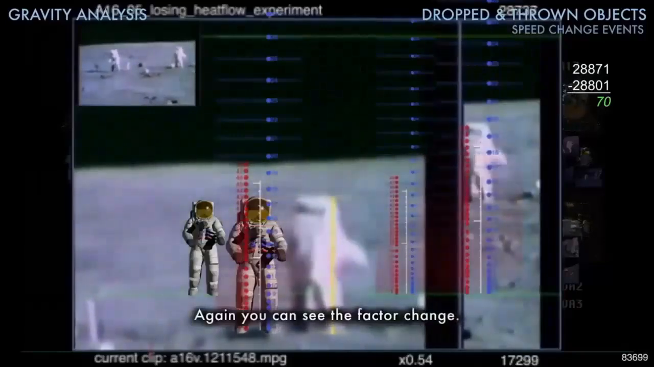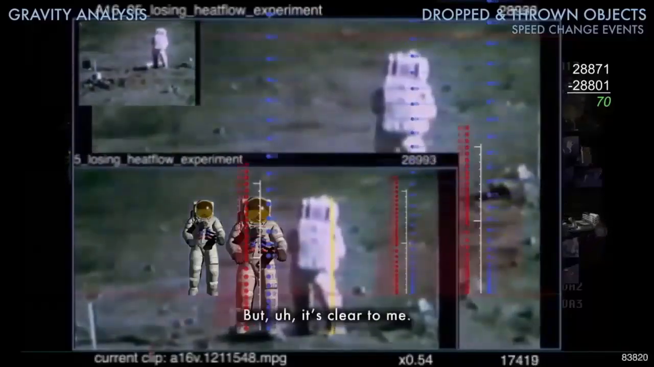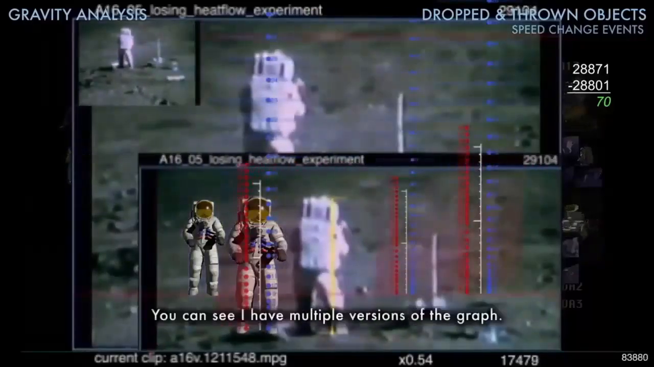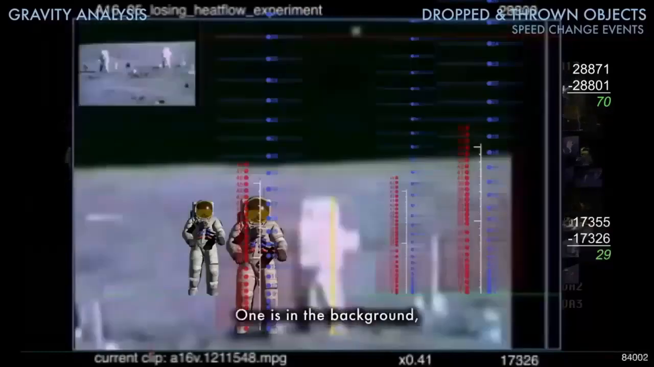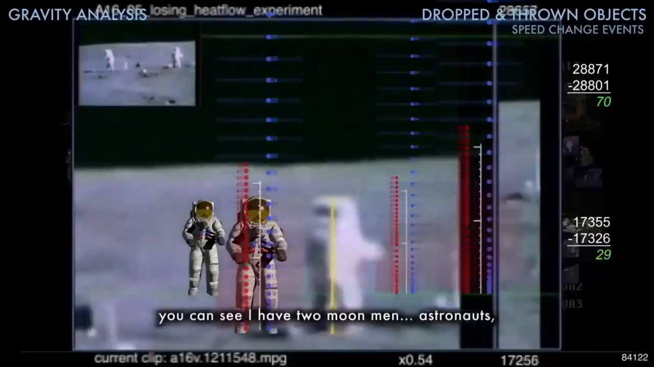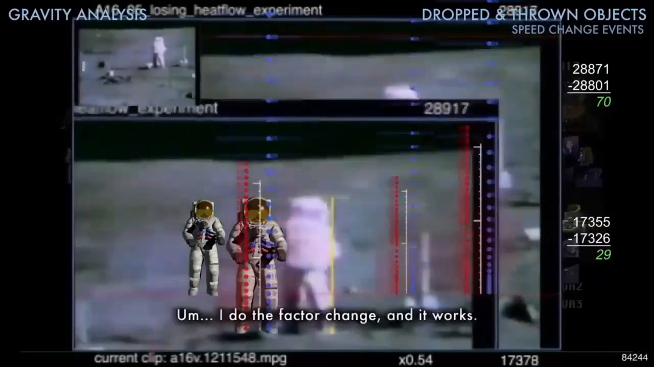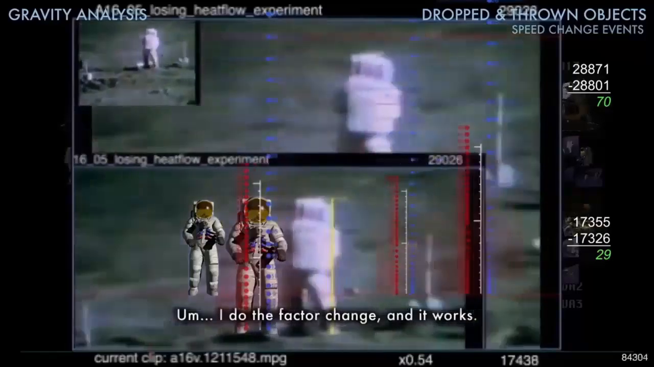Again, you can see the factor change. This is a harder one because the camera is moving so much, but it's clear to me. You can see that I have multiple versions of the graph. One is in the background. You can see I have 2 moon men astronauts because I'm trying to measure how far it went. I do the factor change and it works.